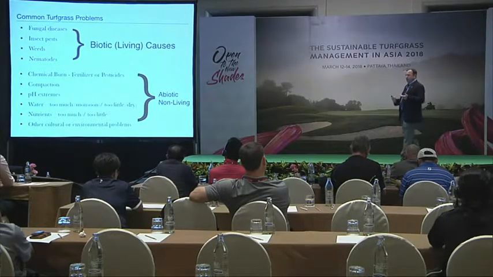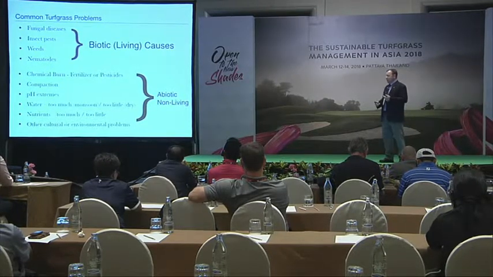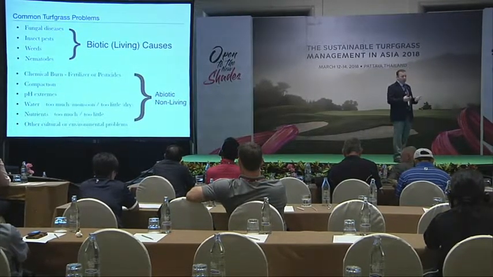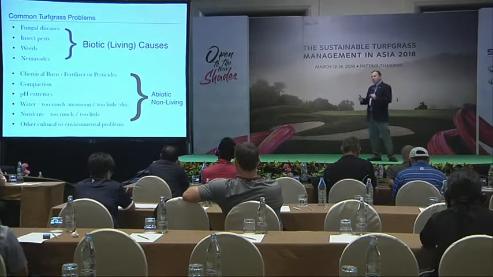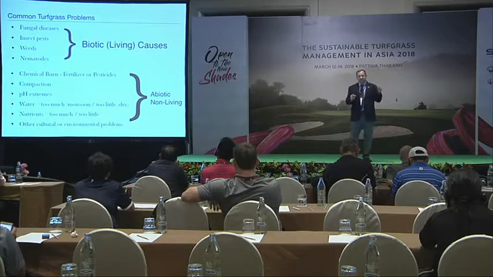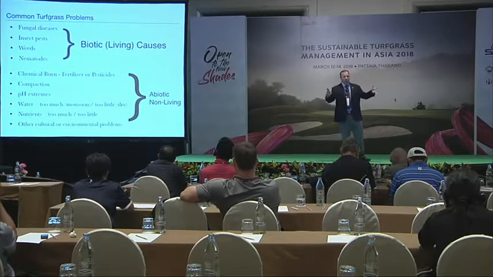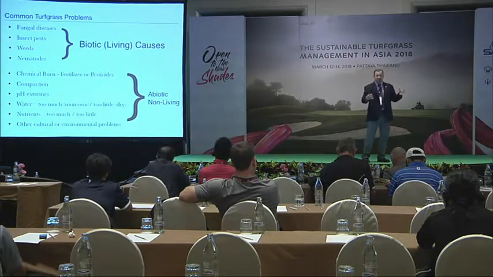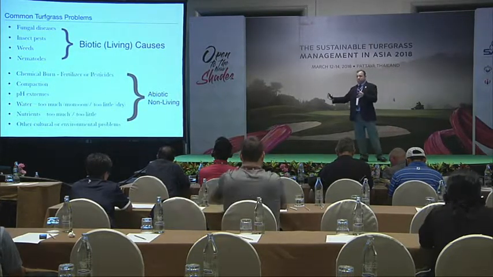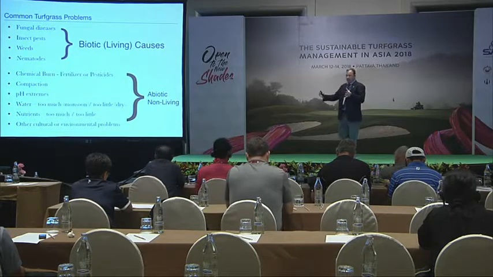But our other common turfgrass problems, and what we see most often that comes into our lab, is abiotic problems, or those caused by non-living things. So things like chemical burn, fertilizer and pesticides, compaction, pH extremes. But these are often very closely tied together. So when you have a problem with your plant, and your plant is not healthy, for the most part, you're going to be more susceptible to a disease or to another problem.